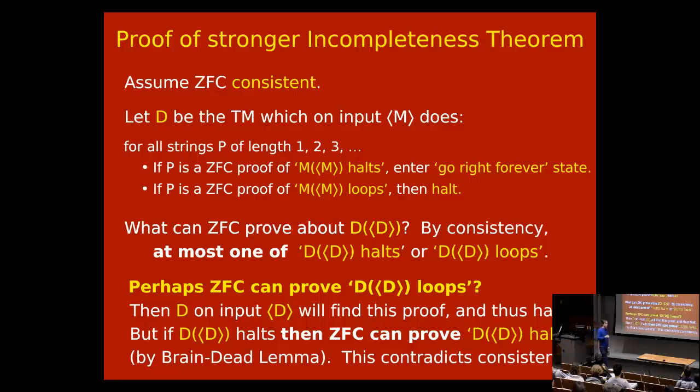And then we know, by the brain-dead lemma, if you have a Turing machine and a string, such that the Turing machine running on its string halts, there's always a proof of that. If a Turing machine really halts on a certain input, you can always have a proof of that in ZFC. So if it really does halt, then there's a proof that it halts by the brain-dead lemma, and then we get a contradiction, because ZFC apparently now proves that D of D loops and that D of D halts. And that contradicts consistency.